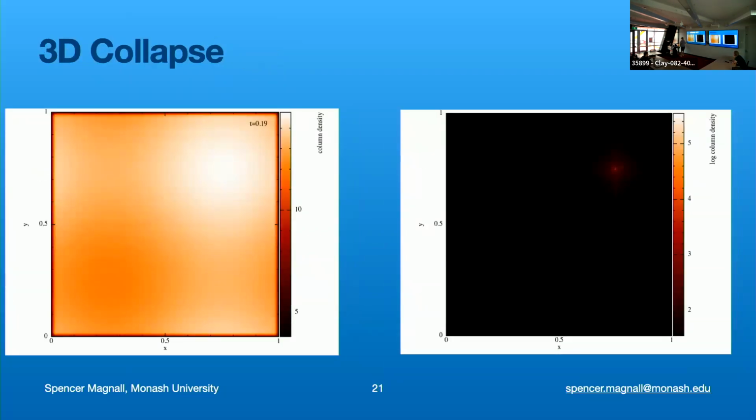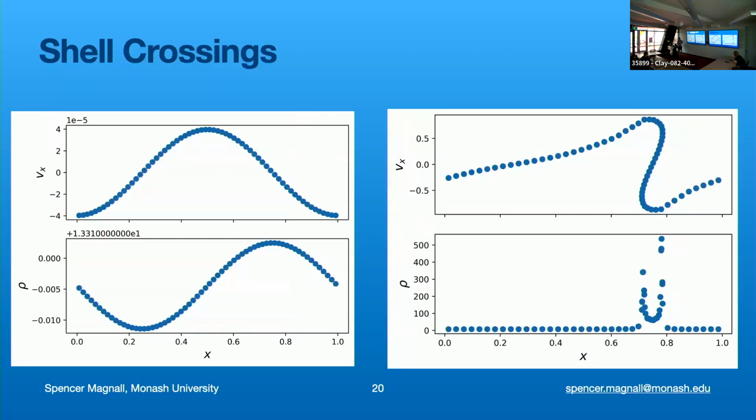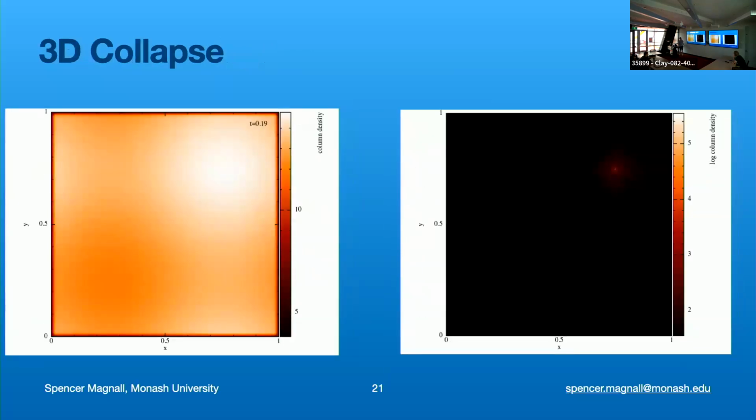Just for fun, this is the same thing in 3D. Same as this plot, we start with a sinusoidal perturbation in all directions, and then it collapses. And then shell crosses.